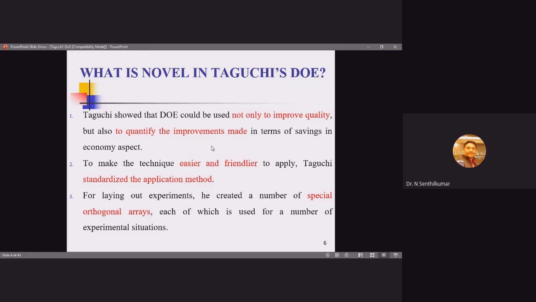For example, L9. L9 we can consider for 4 factors, that is cutting speed, feed rate, depth of cut, approach angle. For example, 4 parameters that are varied through 3 levels. So what is meant by level? A cutting speed is a parameter. How many values are you going to change for that parameter? 100, 200, 300. So 3 values I am going to change. So 3 levels. The parameter is the input parameter, and the level is how many times we are going to vary the value of a particular parameter.